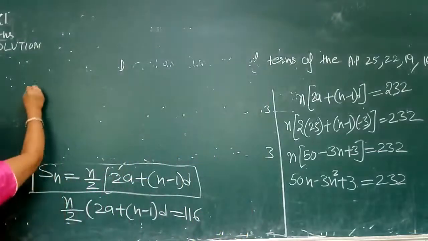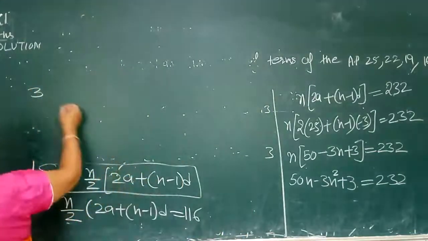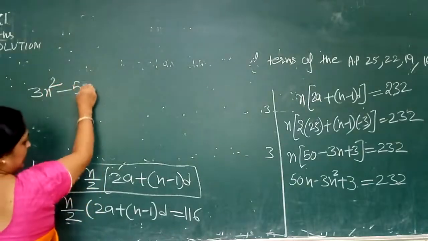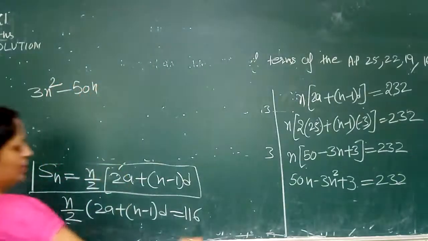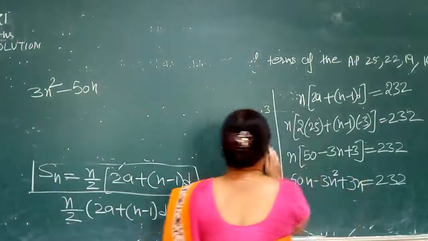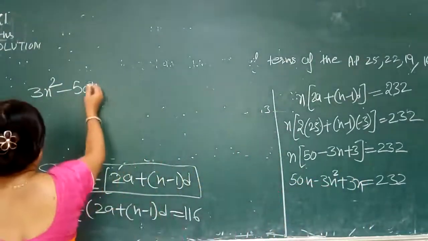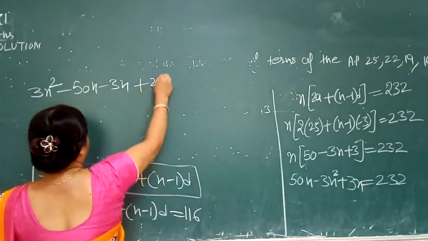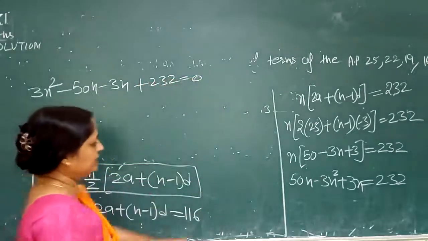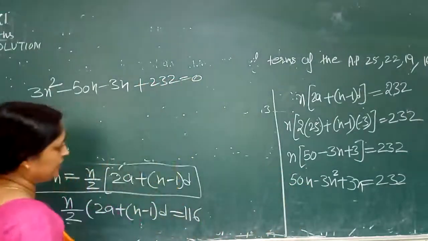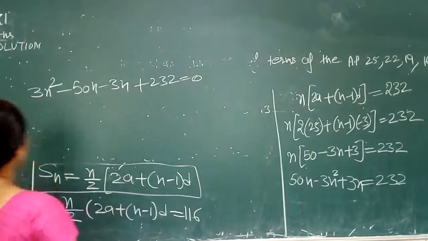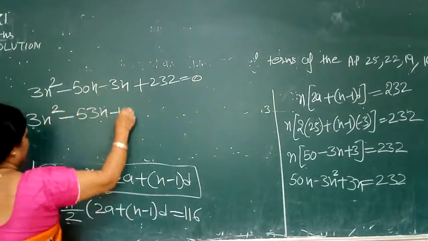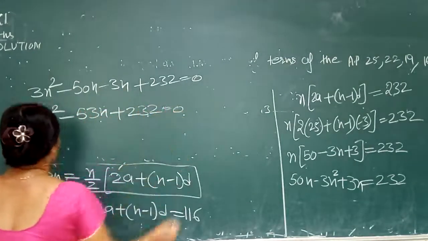Transfer this term to the left hand side, so it will come positive 3n square minus 50n, and here also minus 3n, so it will come minus 50n minus 3n plus 232. We have transferred this term, so minus 3n square will come positive. After that it will come 3n square minus 53n plus 232 equal to 0.